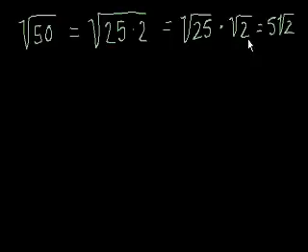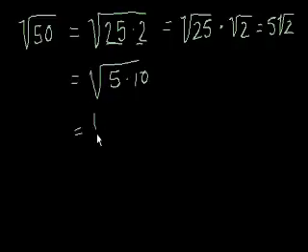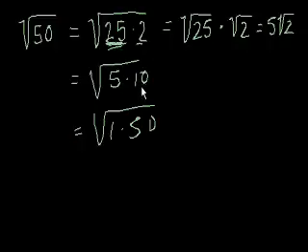Now you might be saying, "Hey Sal, you make it look easy, but how did you know to split 50 into 25 and 2? Why didn't I say that 50 is 5 times 10, or 1 times 50?" Well, the reason I picked 25 and 2 is because I wanted a factor of 50. I actually wanted the largest factor of 50 that is a perfect square, and that's 25. If I had done 5 and 10, there's really nothing I could have done with it, because neither 5 nor 10 is a perfect square, and same thing with 1 and 50.